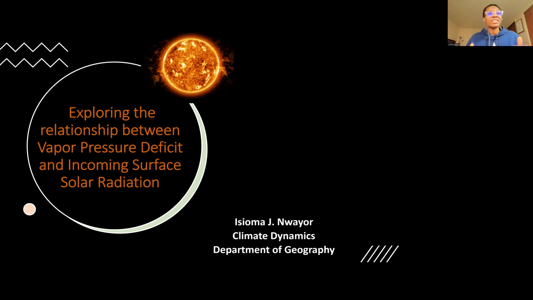So today I am really, really excited to tell you about what I do as a grad student and also show you how that is related to other things in the climate system. So vapor pressure deficit is a big part of my research. And for this project, I'm trying to see if there's a relationship between the vapor pressure deficit and the incoming surface solar radiation. So keep watching.